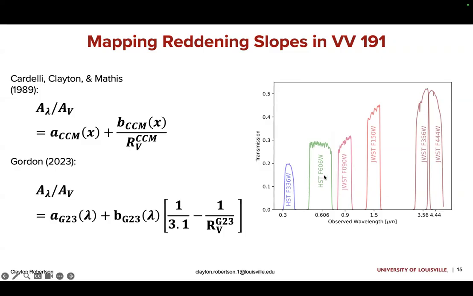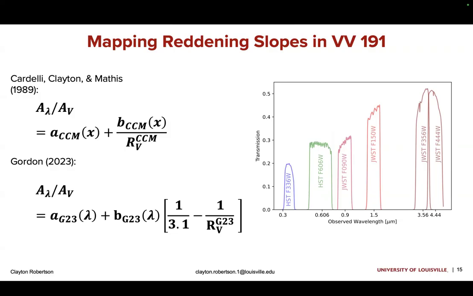Each of these, I would say that we found the blue HST filter didn't have high enough signal to noise to go through with mapping out attenuation, but we did find some uses with that as well. I'll get to that a little bit later. But for each of these filters right here, from 0.6 micron all the way to 4.4 micron, we have essentially 1, 2, 3, 4, 5 different maps we can create from attenuation of VV191.